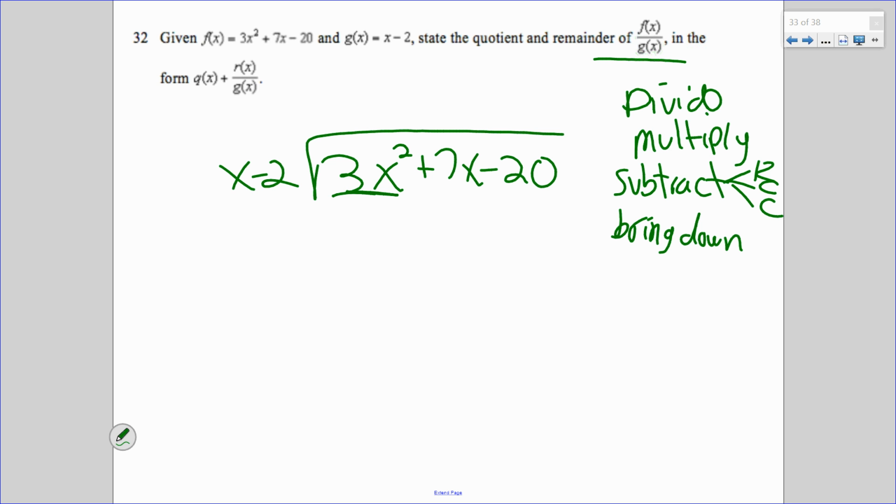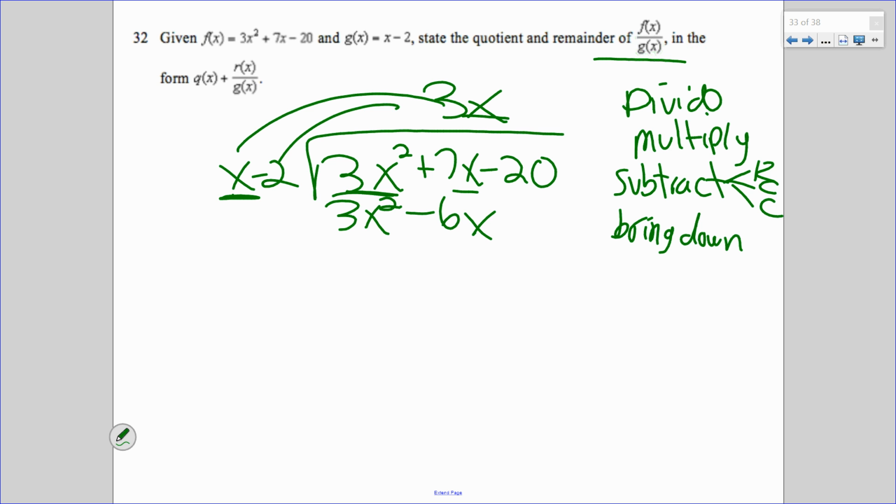So I'm dividing 3x squared by x. That's going to be 3x. Line the terms up. The x goes over the x here. Then I multiply 3x times each of those: 3x squared minus 6x. Subtract. Keep, change. Those cancel. I have 13x minus 20.